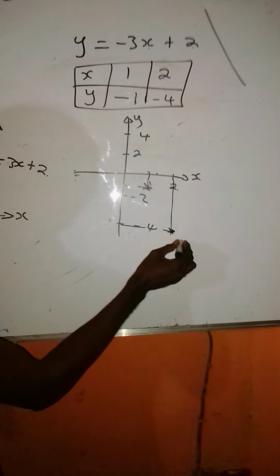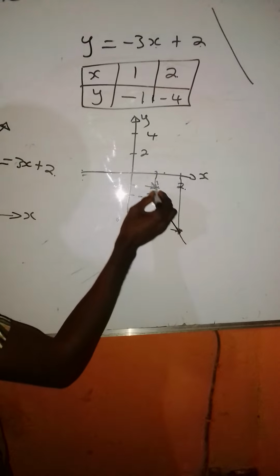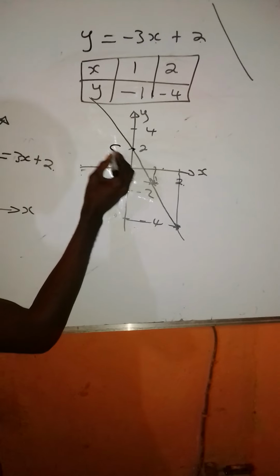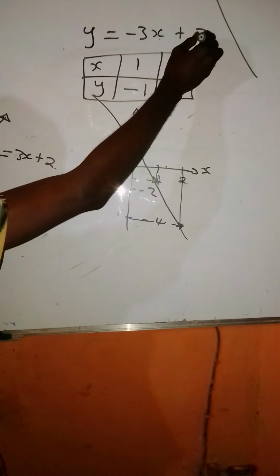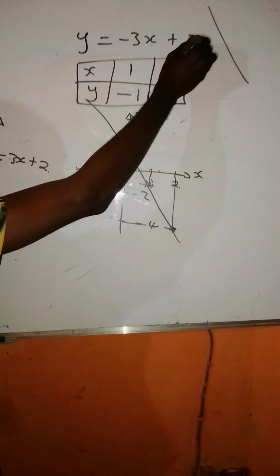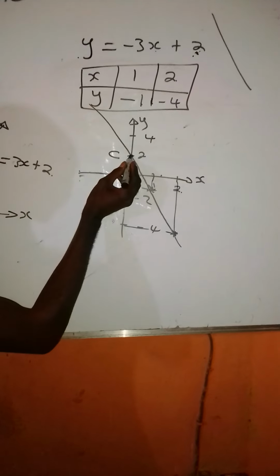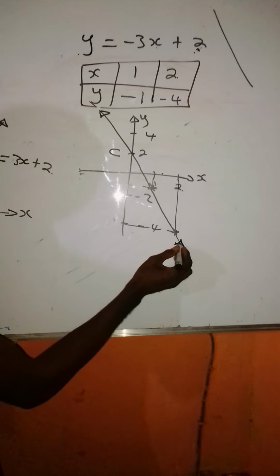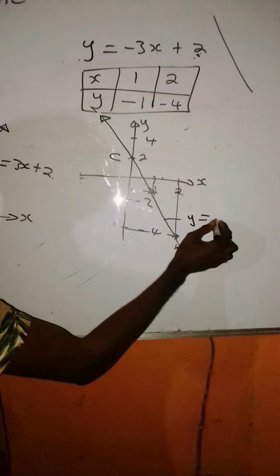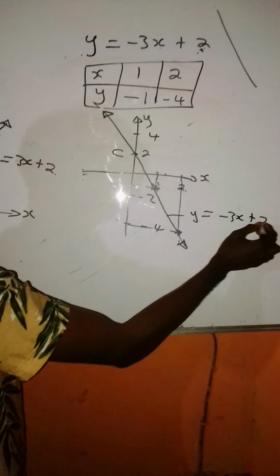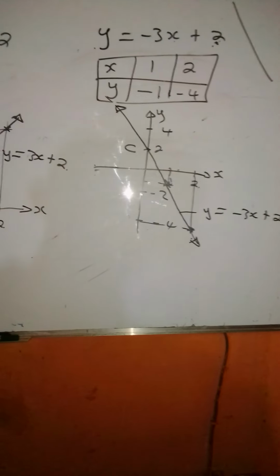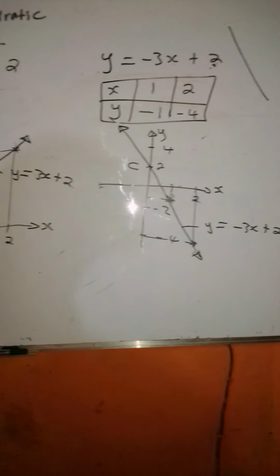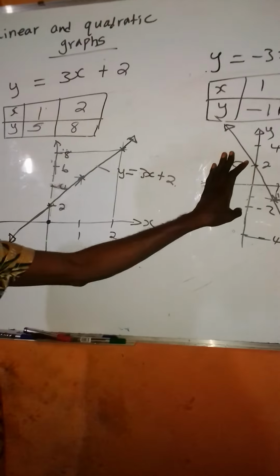So if we carefully draw this line, it will pass exactly where this point serves as the intercept, because there is 2 here. Always, this 2 represents the intercept at y. So if we draw this line, it's going to take the shape of this, and this y we can label as negative 3x plus 2. So this is just a short way of drawing any linear graph. We pay much attention to the rising and the falling.